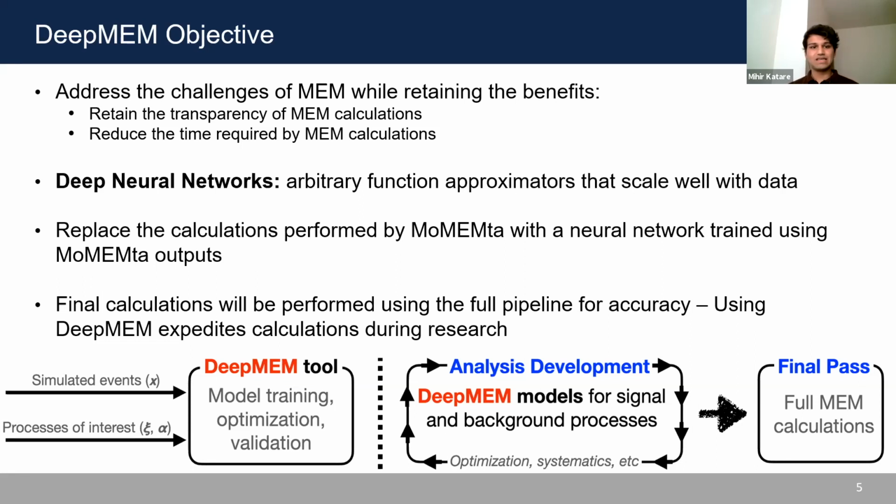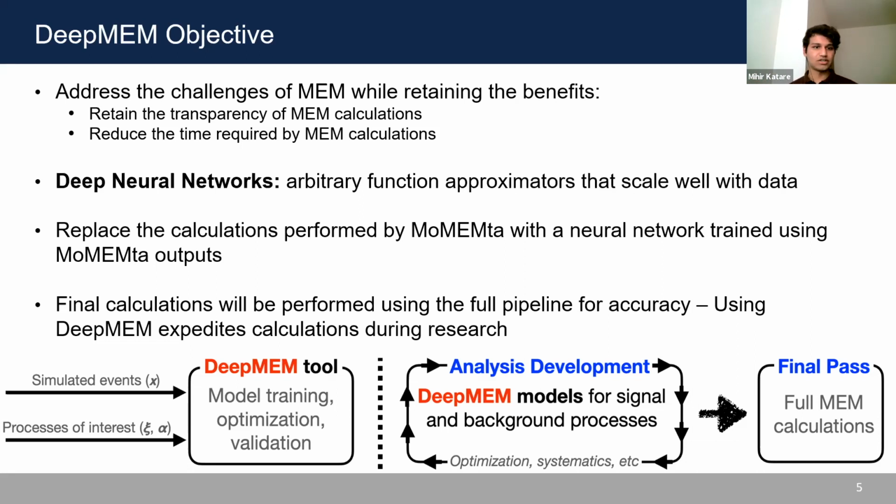We know that DNNs are very good at arbitrary function approximations, and they scale really well with data. So if you give them more data, they're probably going to give you better approximations of the nonlinear function that they're trying to approximate. And the idea is, okay, we can just replace the momenta calculations from the pipeline that I showed earlier with a neural network that has been trained on these momenta outputs.